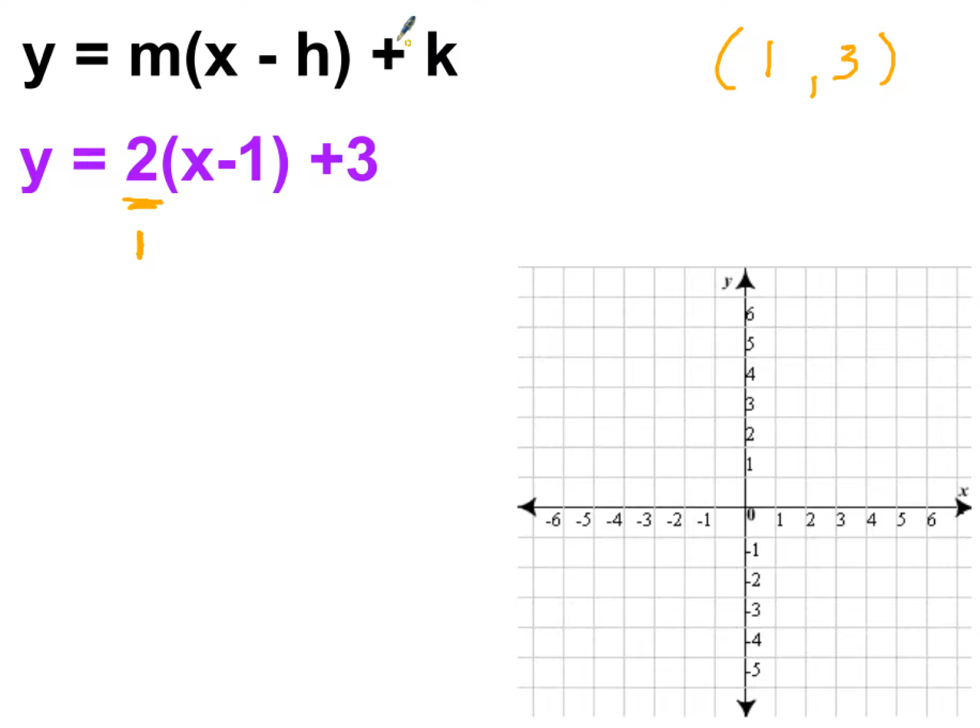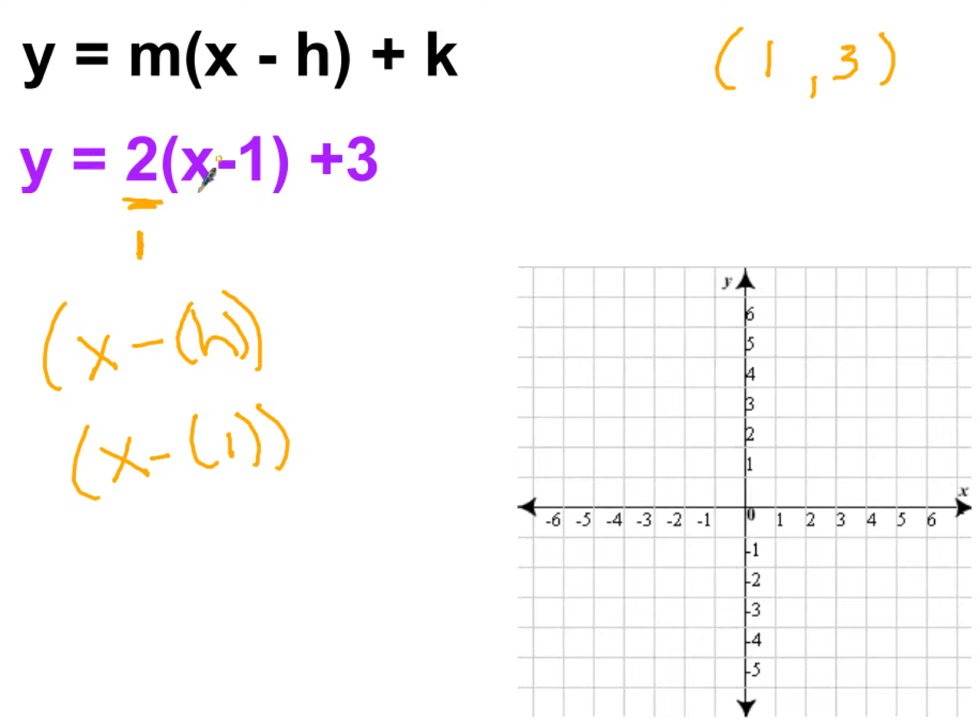The reason why, if I have x minus h right here, and I'm replacing this h with a 1, I'm actually replacing this h with a positive 1, aren't I? Because this x minus is still here, and then I'm just replacing with whatever h is. Well, h is positive 1, so that's why I have x minus 1, which means my x is a positive 1. That's what I substituted in here.